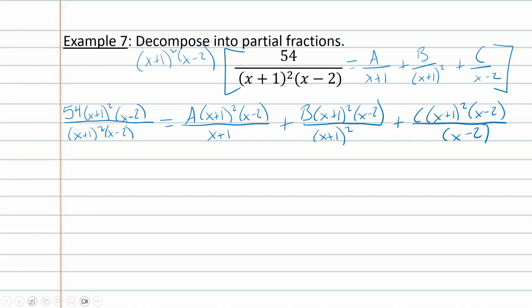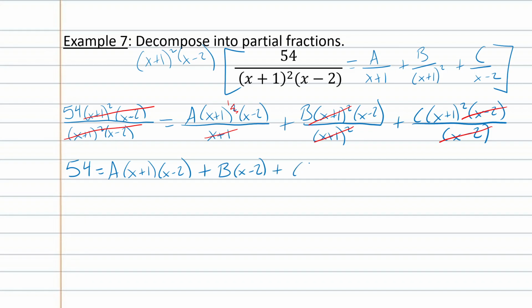Now we get to do the lovely job of cancellation here. This cancels with this. Here the x plus 1 cancels with one of the x plus 1's there. The x plus 1 squared cancels the x plus 1 squared, and the x minus 2 cancels the x minus 2. Alright, so let's write the simplification down. Here I have 54 equals a times x plus 1 times x minus 2 plus b times x minus 2 plus c times x plus 1 squared.